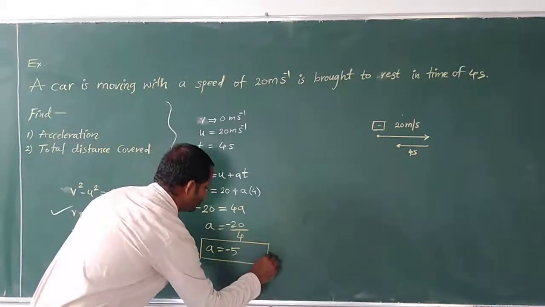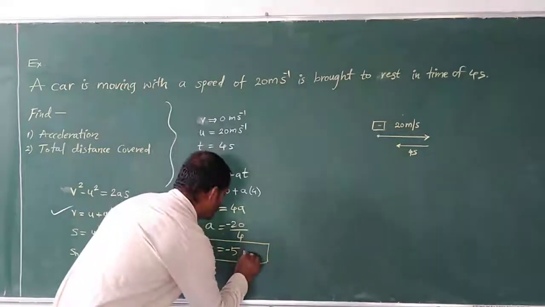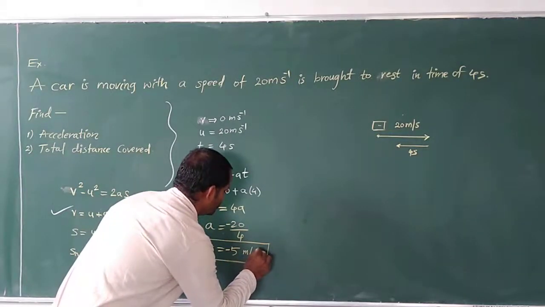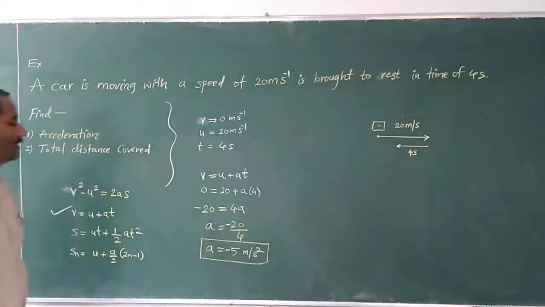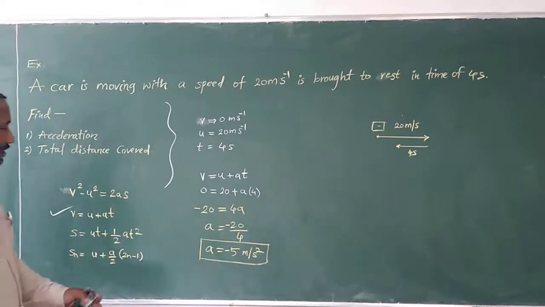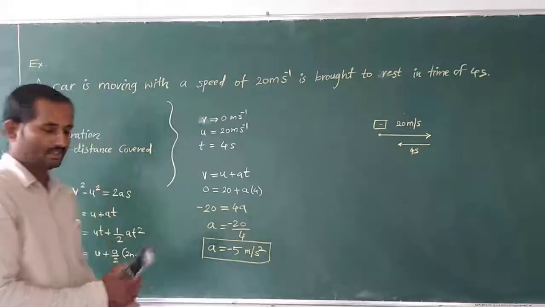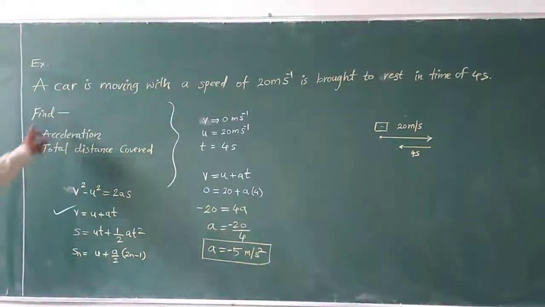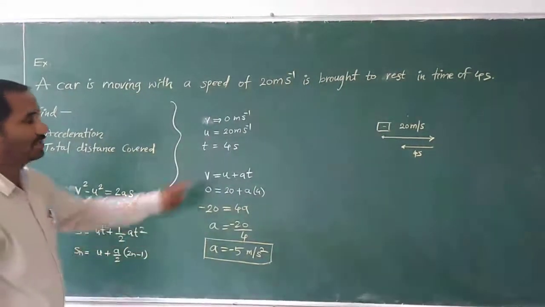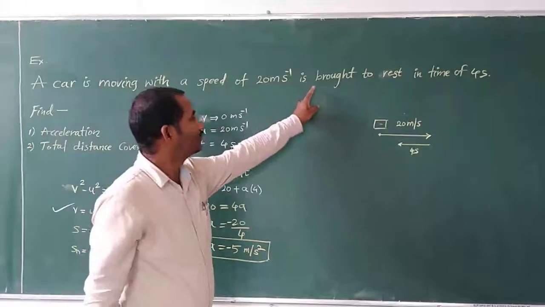So 4a is equal to -20, so a is equal to -20/4. So a is equal to -5. What is the unit of acceleration? Meter per second square. So what we got here is the acceleration.